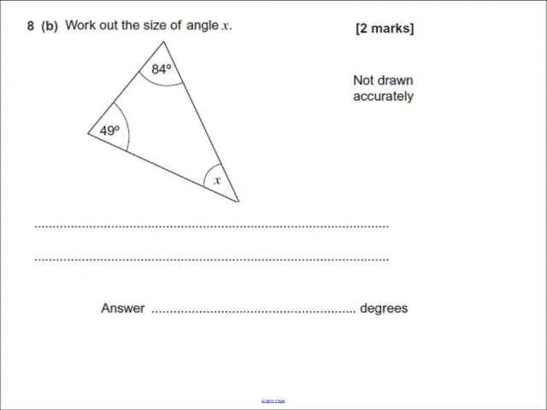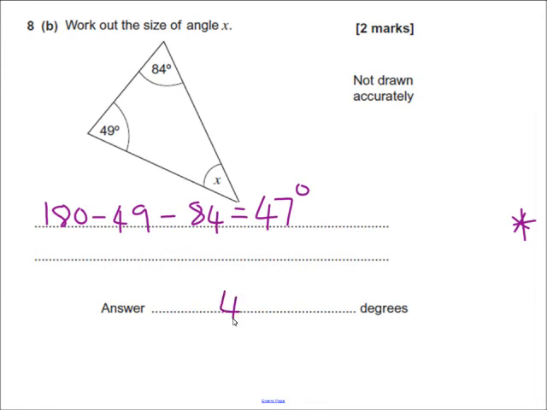Question 8b is asking you to work out the size of the angle x within this triangle. Now again, it requires you to understand that the angles inside a triangle add up to 180 degrees. Therefore, to find x, we need to subtract the 49 and the 84. Put this into your calculator, don't take any chances. When you've put it in your calculator, you should get the answer 47 degrees.